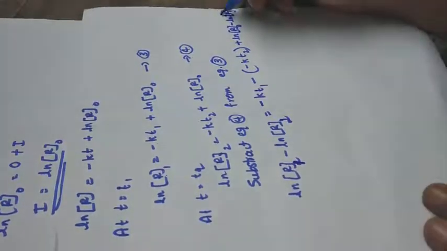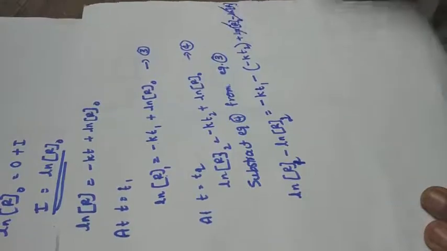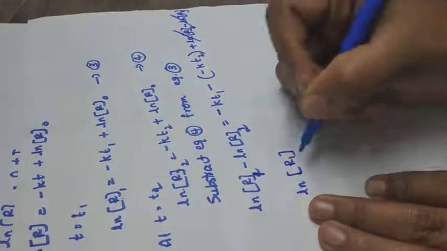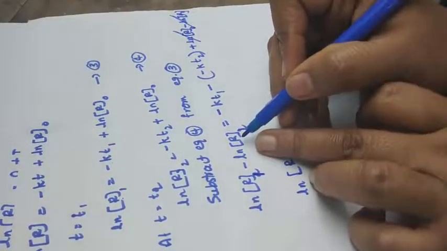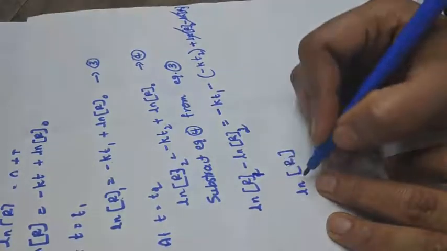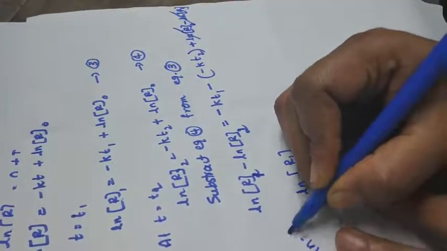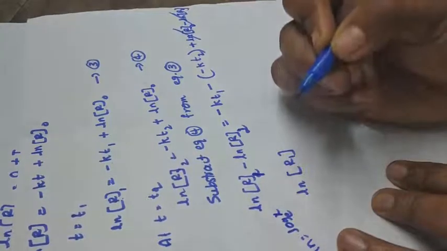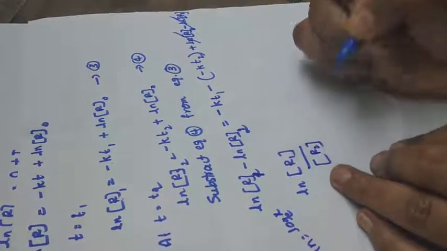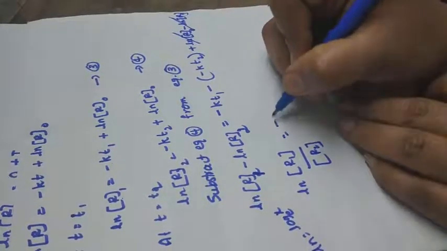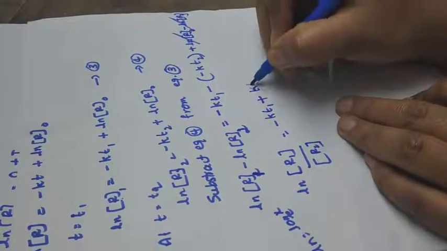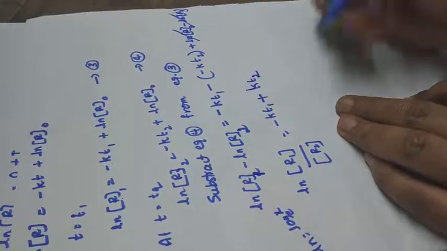So this gets cancelled. Next, what we have to do: ln R1 minus ln R2, so log of A minus log of B, we can write as log of A by B. Here natural logarithm means ln, log base e. Therefore ln R1 by R2 is equal to minus KT1, so minus into minus plus KT2. This gets cancelled.